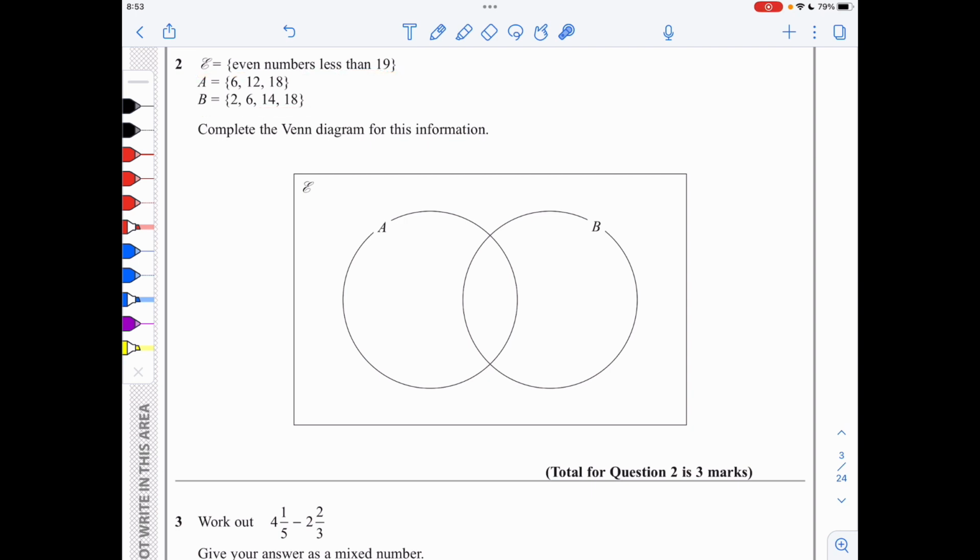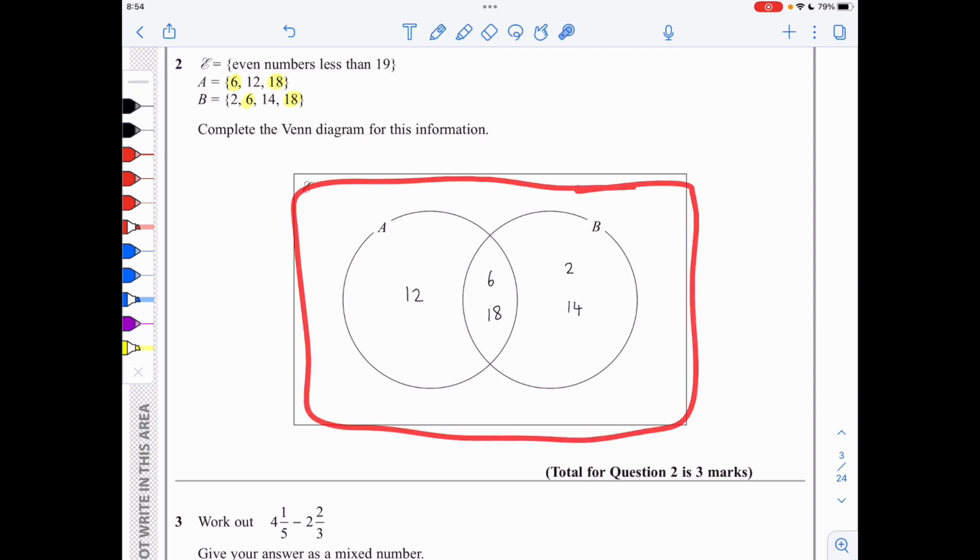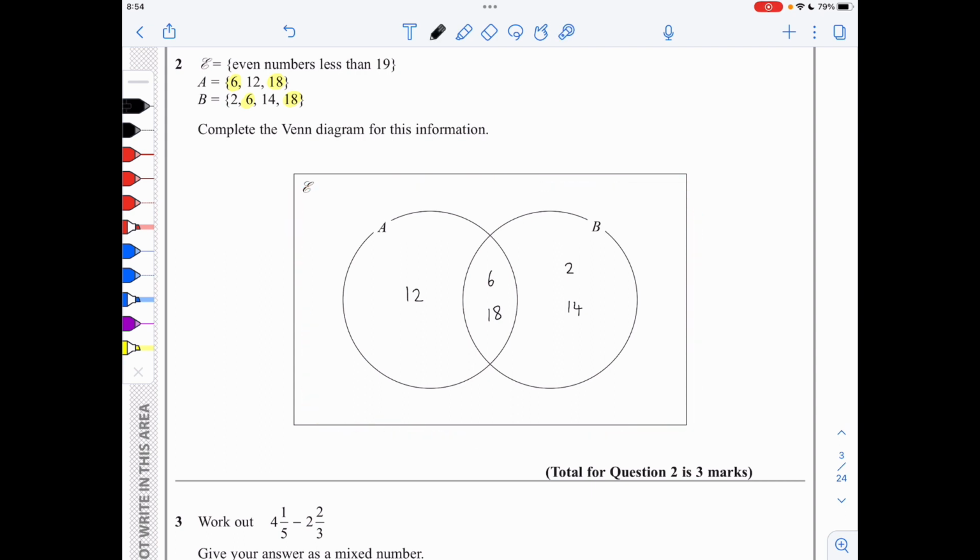We start by noting that the 6 and the 18 are common to both A and B, so they will appear in the intersection. And then we've got the 12 in A, the 2 and the 14 in the only B region. And we also need to consider the remaining elements that belong to the universal set but are not part of A or B. And these are 4, 8, 10, and 16.